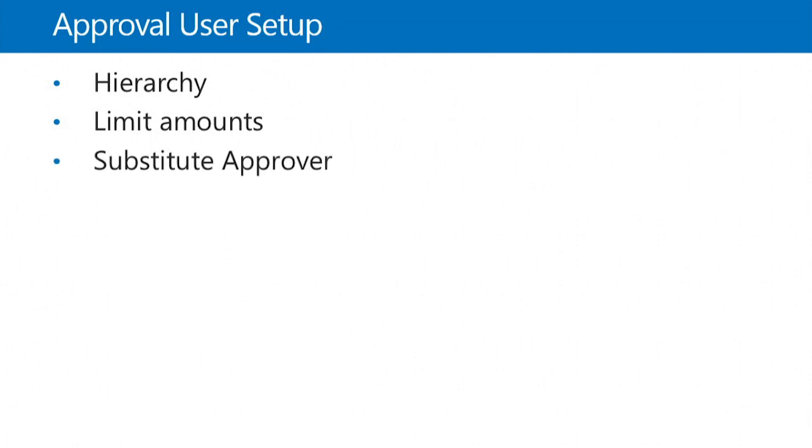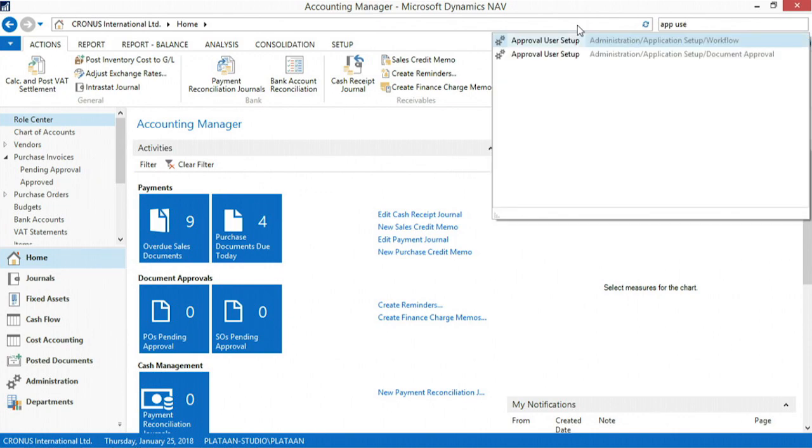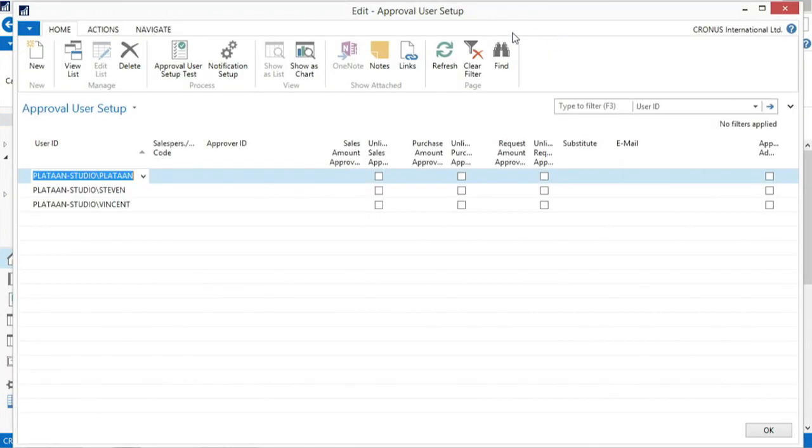We can also assign a substitute approver, which can be used when the direct approver for one reason or another cannot approve, for example, maybe is out of office and so on. We can specify the email of each user and the approval administrator. So basically the user that will administer the whole approval system in the application. So let's go and have a look. So if I go to the approval user setup, there you go.